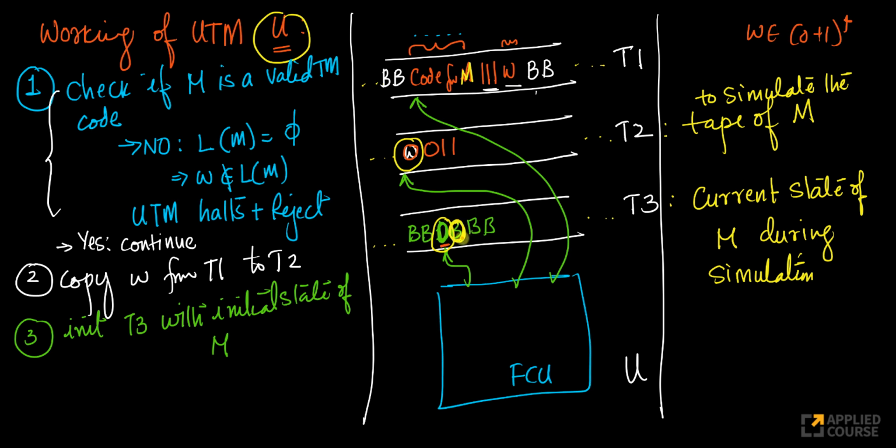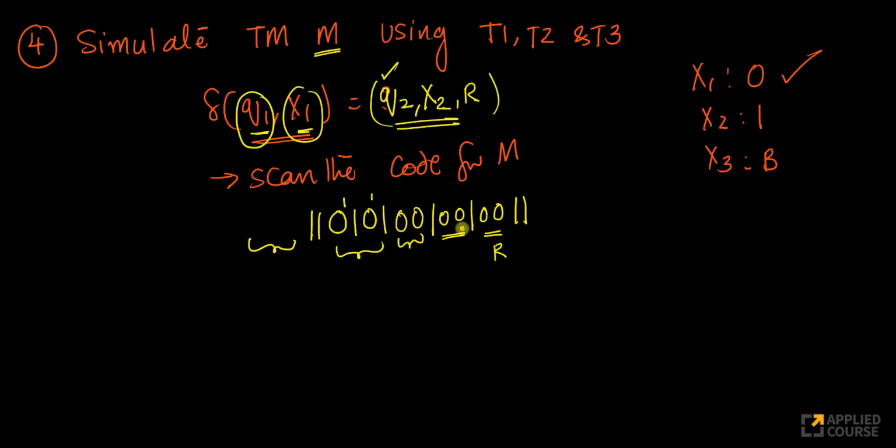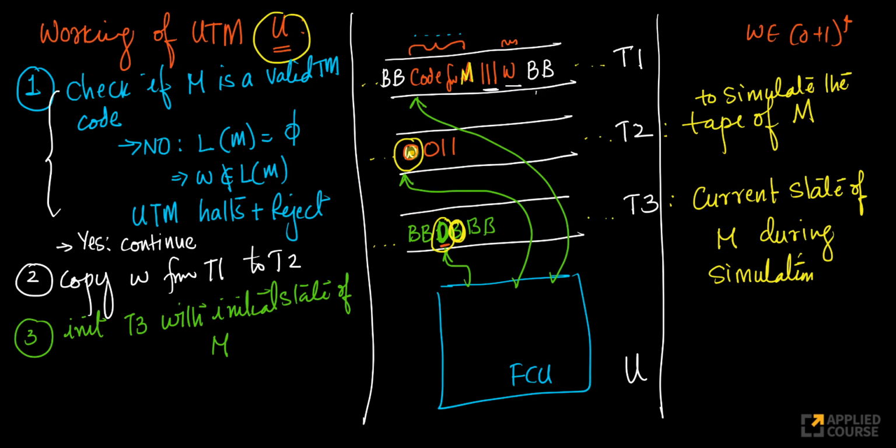The moment it has 2 zeros, what does this mean? This means my current state is Q2. I'm simulating my state here, keeping track of my states. Then my input has to be changed to 1 because X2 equals 1, so I'll change this 0 to 1. Because I have these read-write heads, I can change each of them independently. Next, I have to move right, so my read-write head will simply move right.